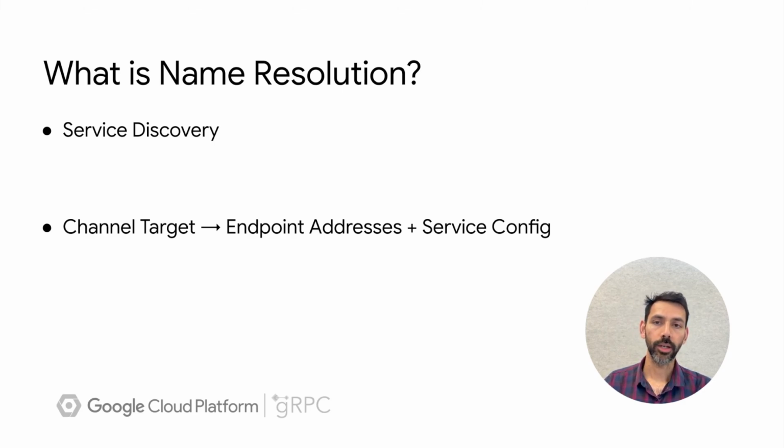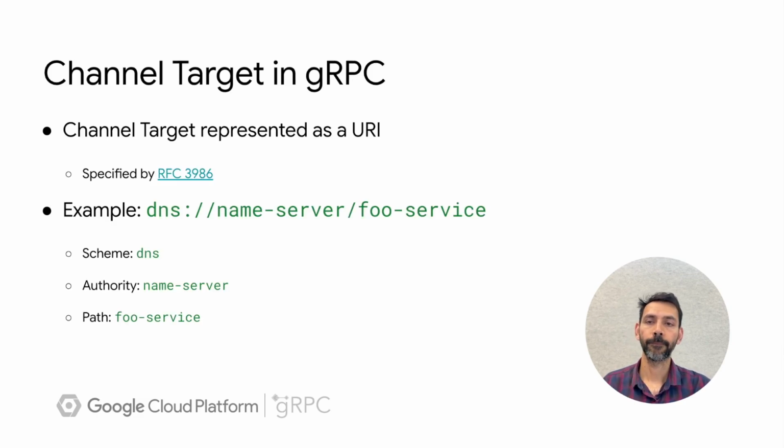Apart from endpoint addresses, name resolution in gRPC also produces something called service config. This contains various settings that influence the gRPC channel's behavior when communicating with the server. These settings control things like retries, timeouts, the load balancing policy to use, among others.